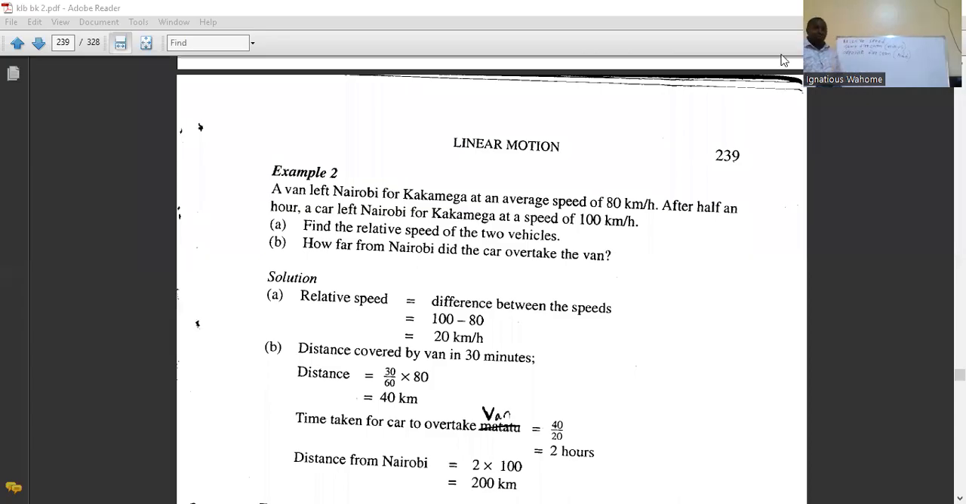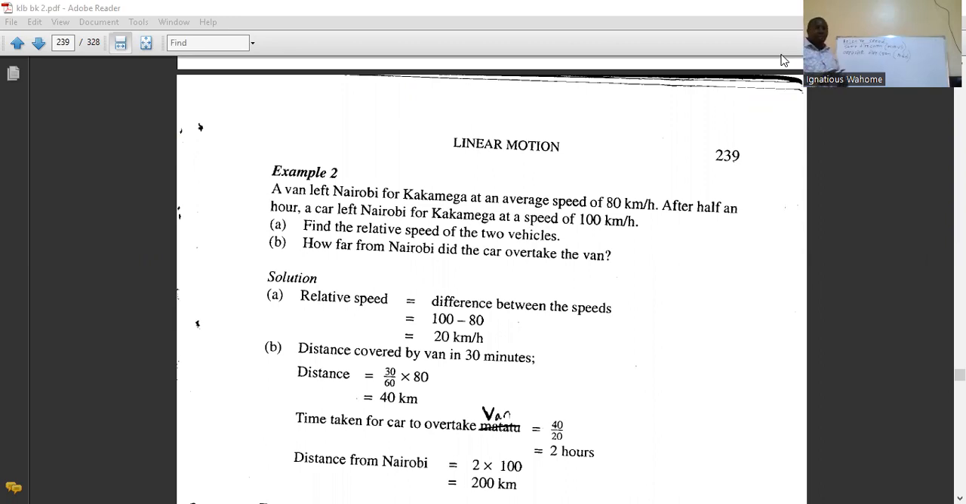Now that's a question on linear motion, relative speed. The relative speed: when bodies are moving in the same direction, you are supposed to subtract the individual speeds to get the relative speed. When bodies are moving in opposite directions, you are supposed to add the individual speeds of the two bodies.